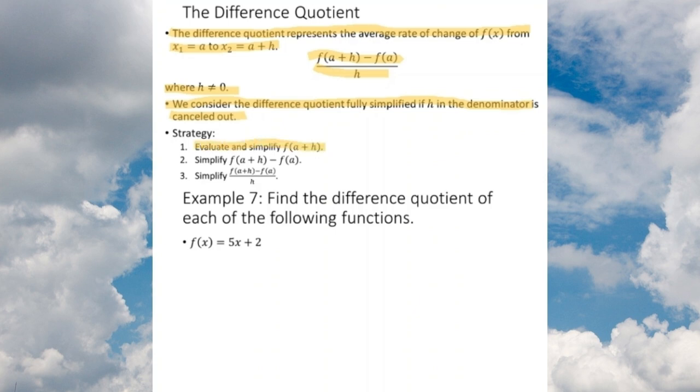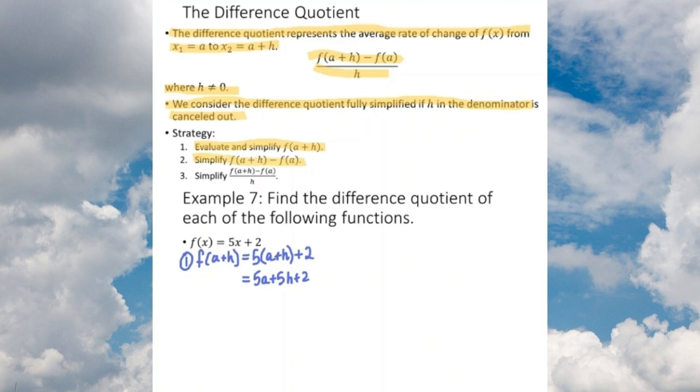The first step is we're going to evaluate f of a plus h. To evaluate f of a plus h, that means we're taking a plus h and plugging it in for x. So in the 5x plus 2, the x becomes a plus h. And then from there, we can proceed to simplify by distributing the 5. And there's no like terms to collect here, so f of a plus h is as simple as we can make it.